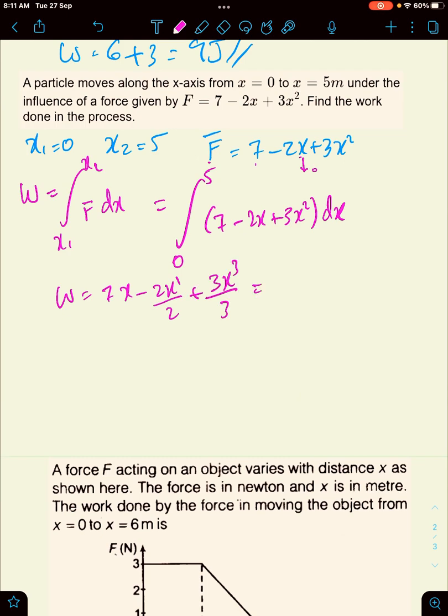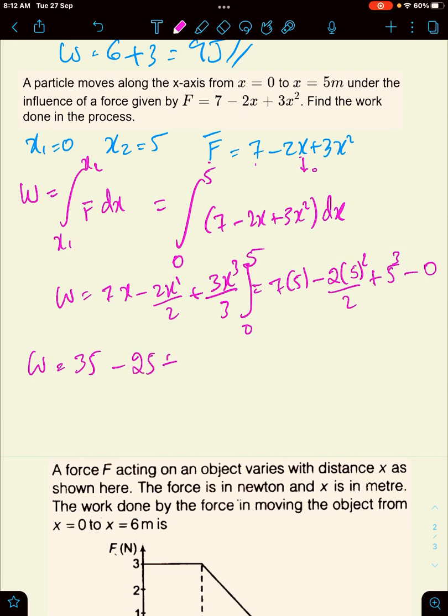So I just have to put the limit, because we are finding out what is the work done from 0 to 5, right? So it is 7 into 5 minus 2 into 5 square by 2 plus 3 into 5 cube by 3 minus, put lower limit everywhere, that is 0. So work done is equal to 7 into 5, 35 minus 5 square, 25 plus 5 cube is 125, and this is equal to 10 plus 125, that is 135 joule.